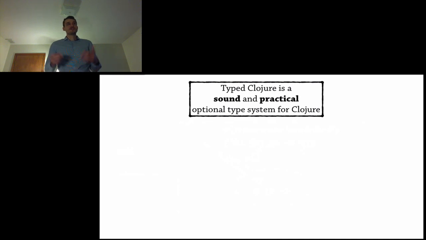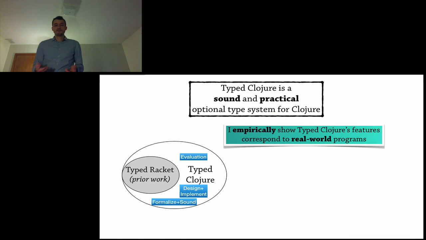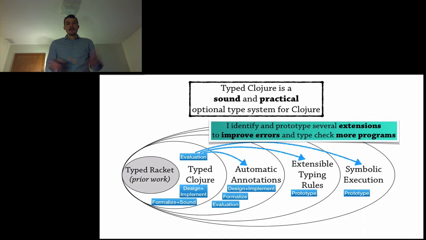Alright, so in conclusion, I've shown that type closure is a sound and practical optional type system for Clojure. I presented the design of type closure, formalized the core type system, and proved it sound. And I've empirically shown that type closure's features correspond to real-world programs. I presented a tool to automatically generate annotations to ease the porting of Clojure programs to type closure, and I've tested it out by porting several real-world Clojure programs. And I've further identified and prototyped several extensions to improve type errors and type check more programs in type closure. Thank you.